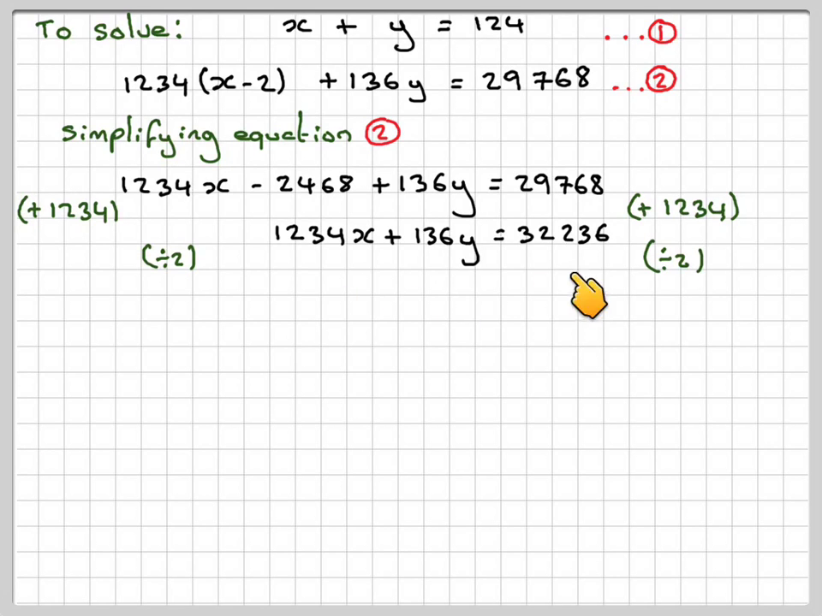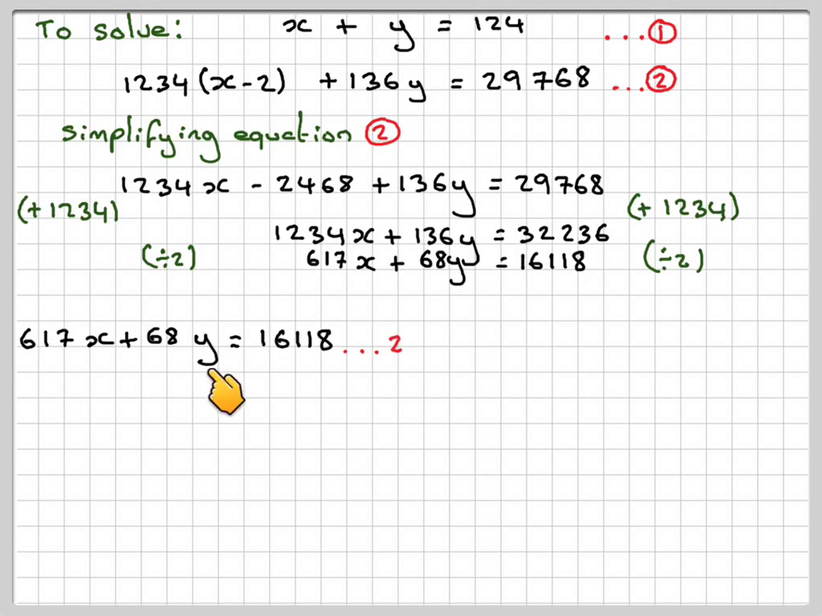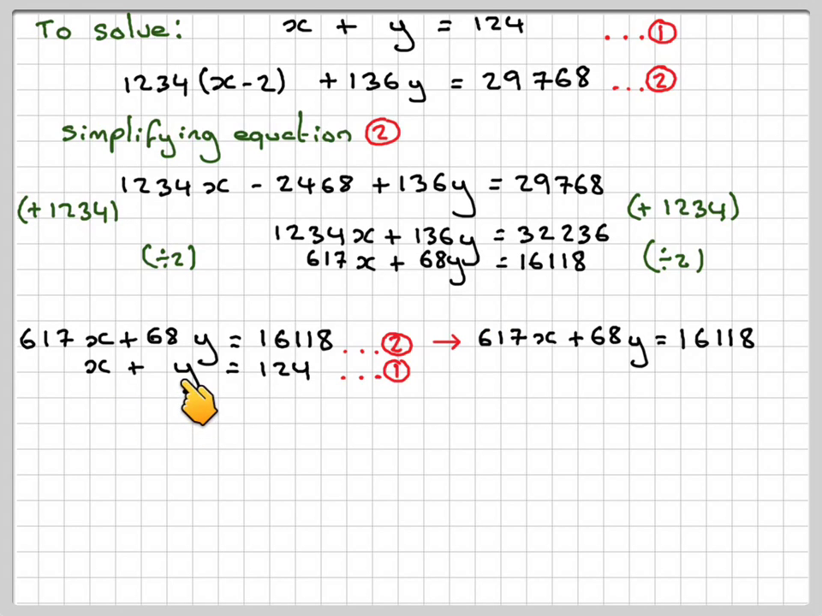The only thing is these are all even numbers, and so therefore we could simplify. It's not essential, but it might make the arithmetic a bit easier. So it gives me 617x plus 68y is equal to 16,118. So if I write that down first, because it's the bigger of the two, and then write down number 1 underneath. Okay, so remember when you solve simultaneous equations by the method of elimination, you try to make the coefficient of one of the variables the same. So we'll keep the first equation exactly as it is, and I will make this y here 68.